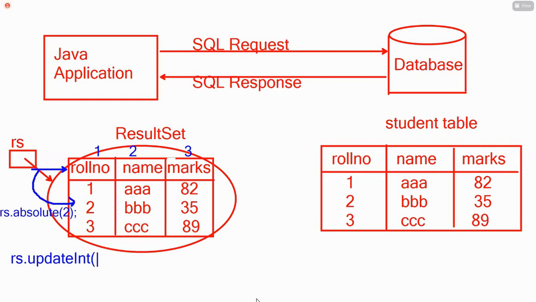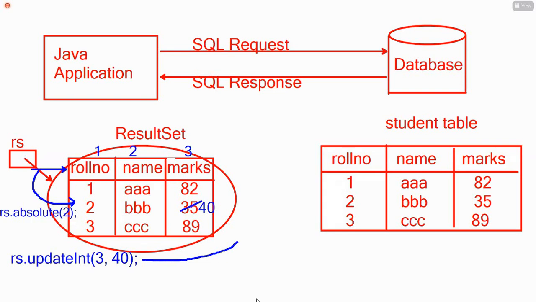Marks, which type? Integer type. updateInt, column number 3, latest marks 40. Then what will happen is this will become 40. Okay, so with this line, this is updated. After that, you have to update here.